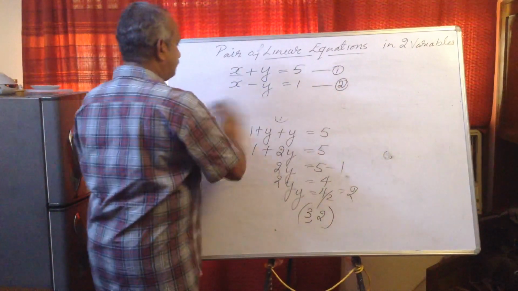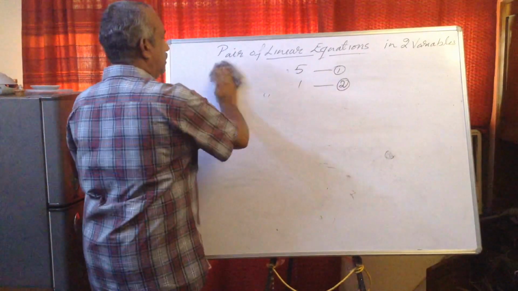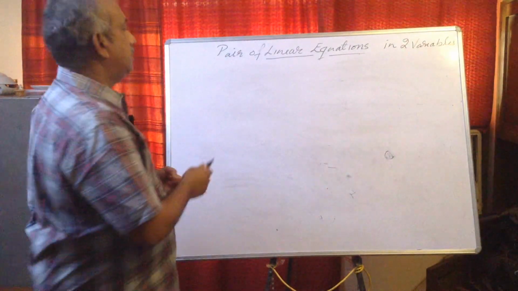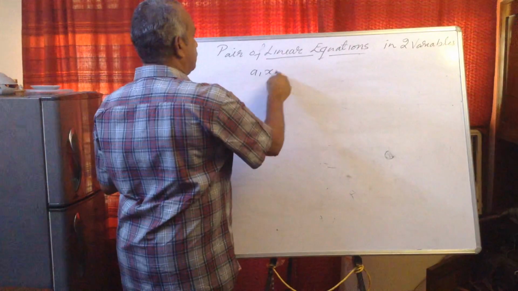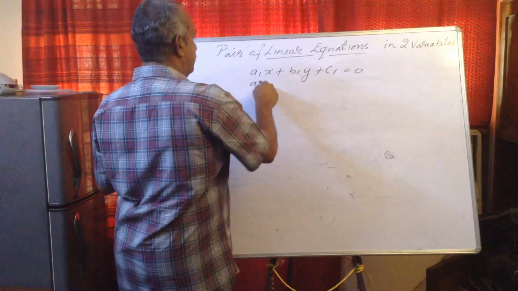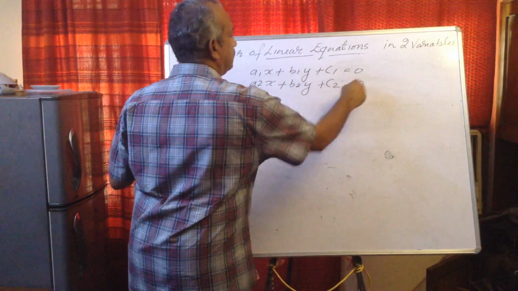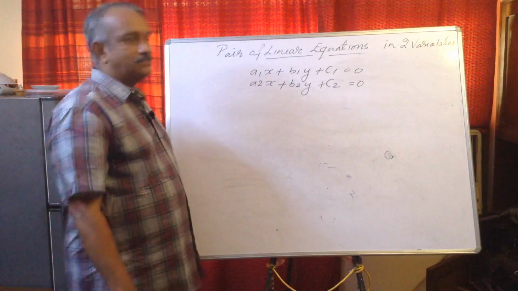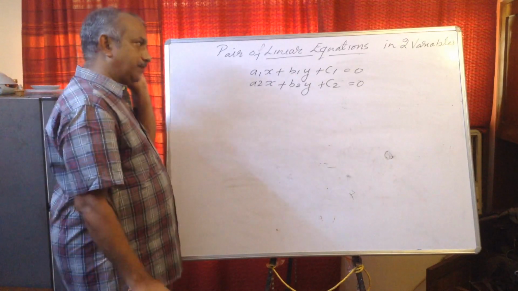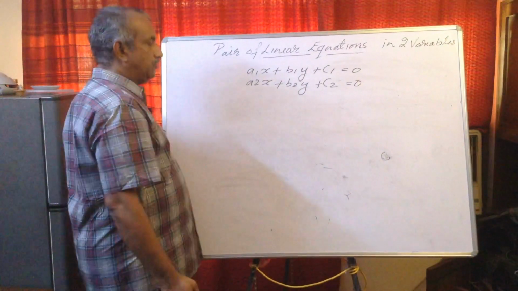Now the third one, I'll tell you first how to do it. Say a1x plus b1y plus c1 is equal to 0 and a2x plus b2y plus c2 is equal to 0. First write the equations in standard form. In this case, it is better to write in standard form because a slight difference is there if it is not in standard form. That I'll tell you when we do.